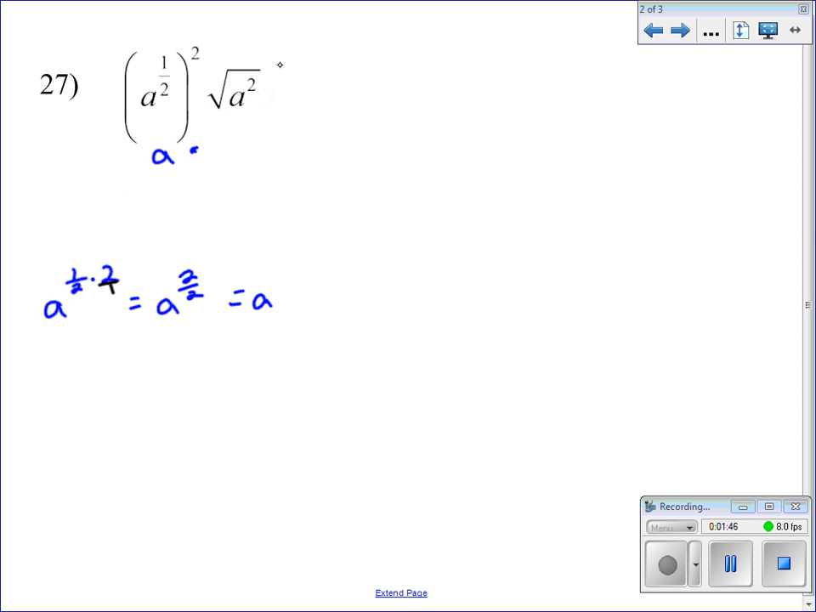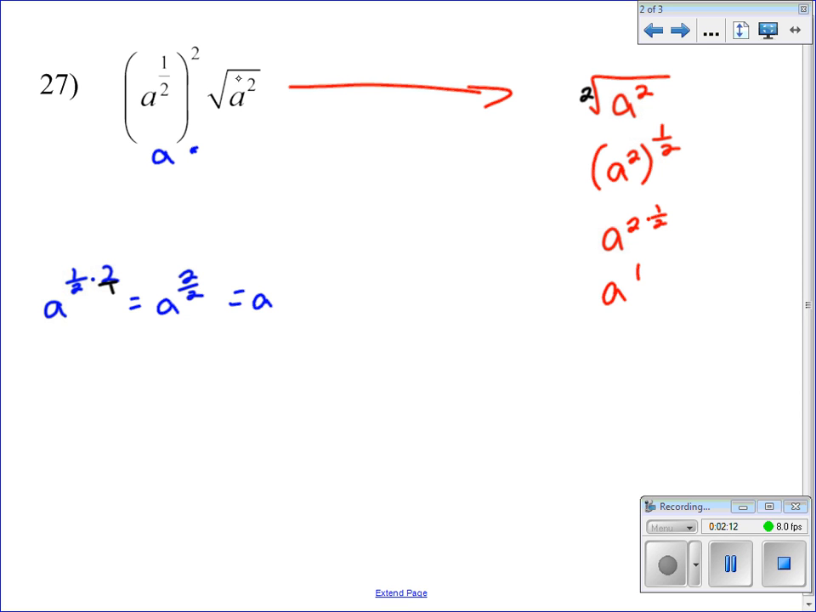Now if we look at the second part, we have the square root of a squared. Because the 2 we know is our index, we can rewrite this as a squared, all of that to the 1/2 power. Again, we have a power of a power, and so 2 times 1/2 would again give us a to the first. So this also simplifies down to a to the first. A times a then gives us a squared, and that's our answer.